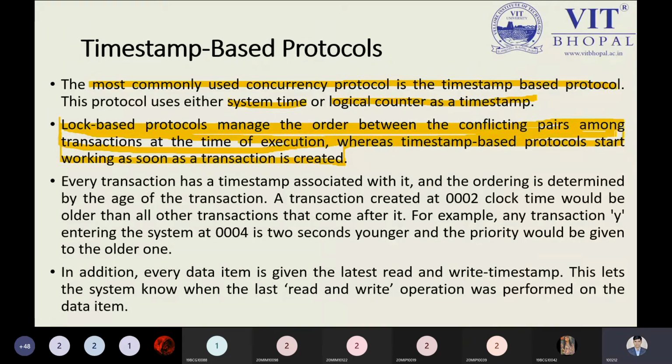What is written here? Lock-based protocol means the order between the conflicting pairs, and we have seen this. But the timestamp-based protocol starts working as soon as the transaction is created. So when the transaction is created, it starts working.